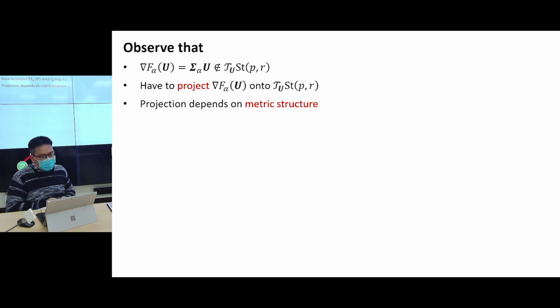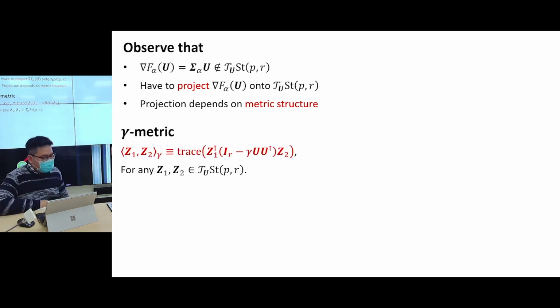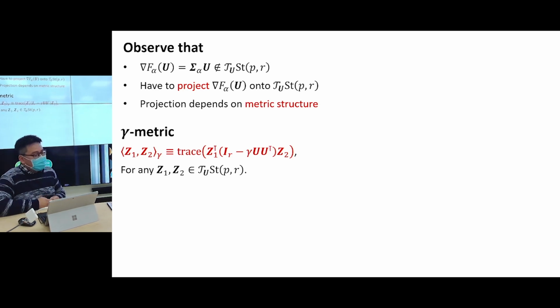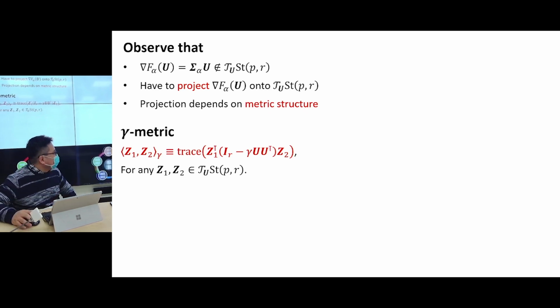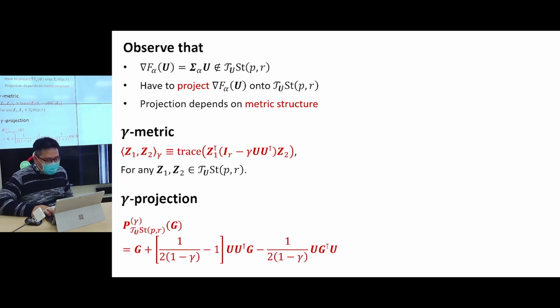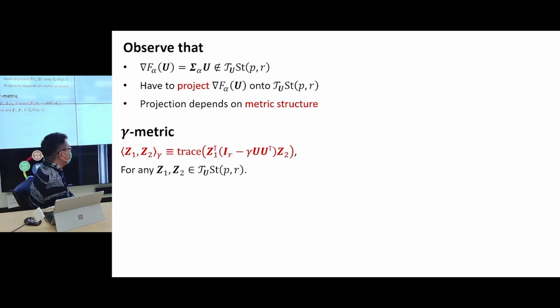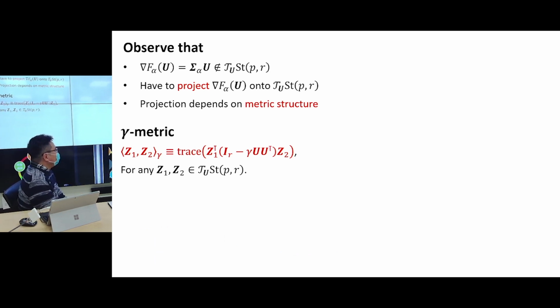So we have to project our gradient of f alpha at U onto the tangent space, but the projection depends on the metric structure. So here we define the gamma metric. Here the gamma metric is: if Z1 and Z2 are tangent vectors, then the inner product of Z1 with Z2 under gamma is equal to this equation: trace of Z1 transpose (I minus gamma U U transpose) Z2. We give some remarks here. If gamma equals 0, then it is the Euclidean metric. If gamma equals 1/2, then it is the canonical metric.